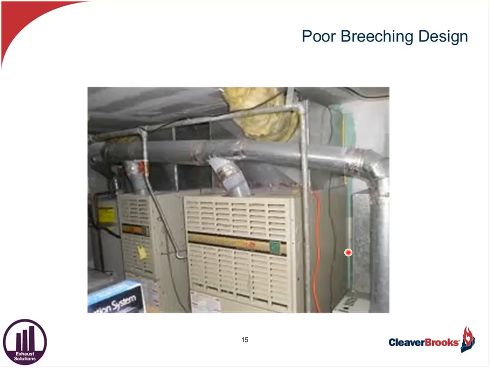Here's a good example of a breeching arrangement that has certainly not been laid out properly. You can see that we've got an appliance here, and then we're coming across with a common breeching, picking up a couple of units, and not enlarging that breeching as we increase the mass flow. So that is a telltale sign right there that we're going to have some significant problems as far as overpressure is concerned.